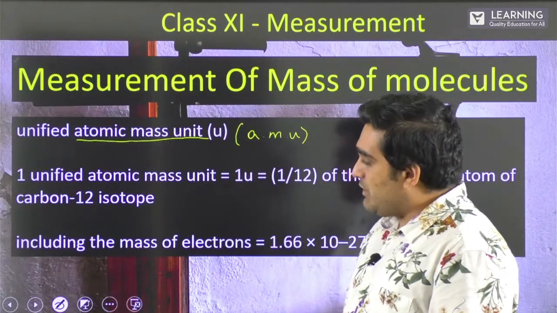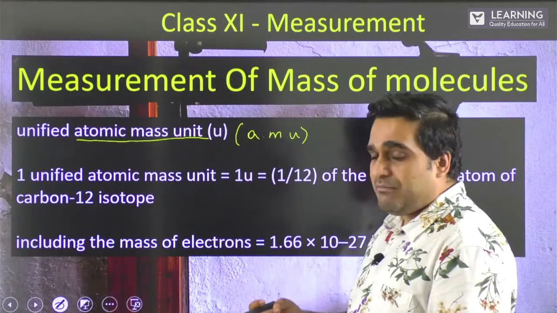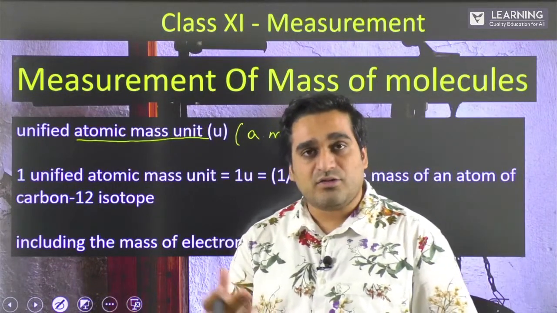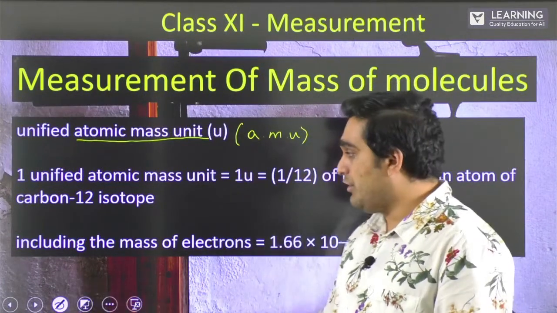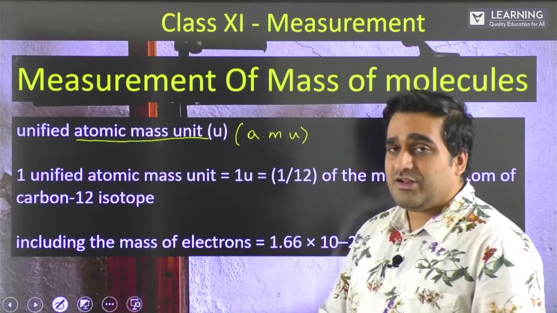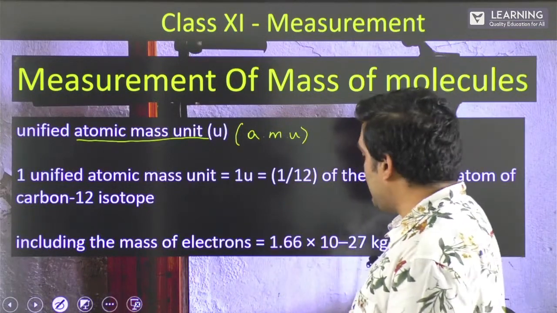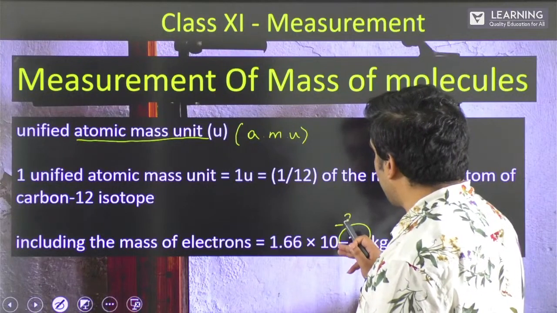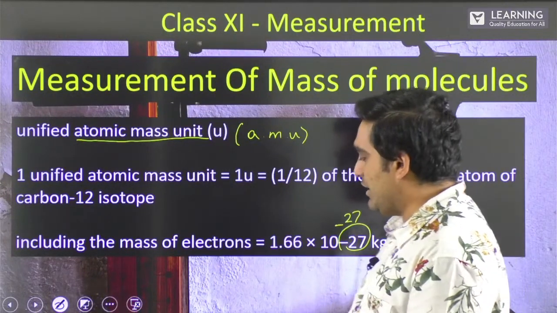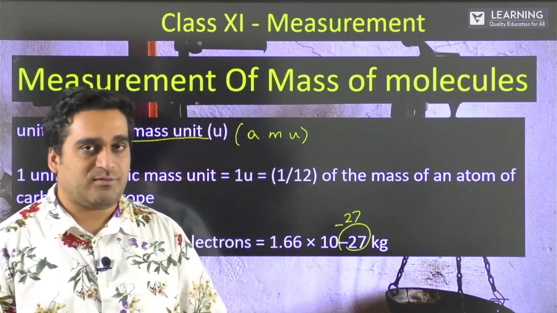So whenever we discuss the atomic mass unit, it combines all the masses of your electrons and the nucleons, being the protons and the neutrons. So this will also include the mass of the electron, which is 1.66 into 10 raised to minus 27 kg. That is the mass of an electron.